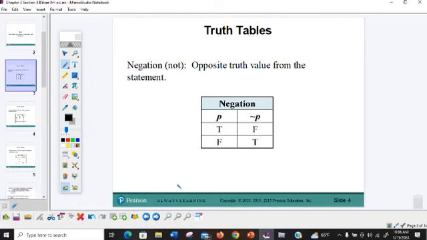In this section, we're going to learn to construct truth tables. Okay, so this is a truth table for negation. If you have P, you always put true, false. Okay, your P is true or false, then not P. Well, if P is true, not P is false. If P is false, not P is true.